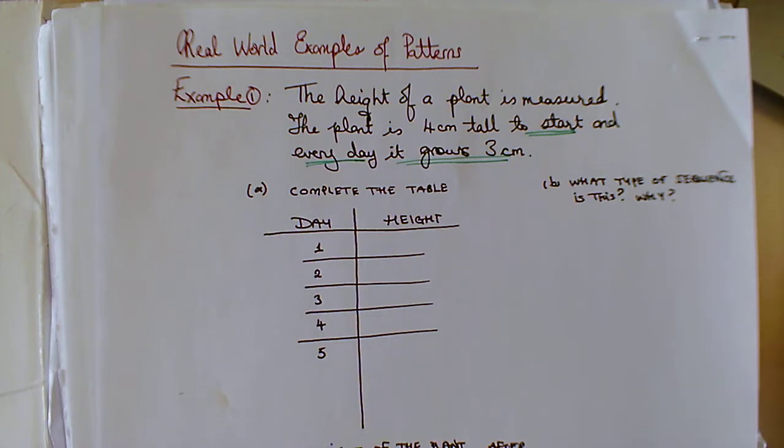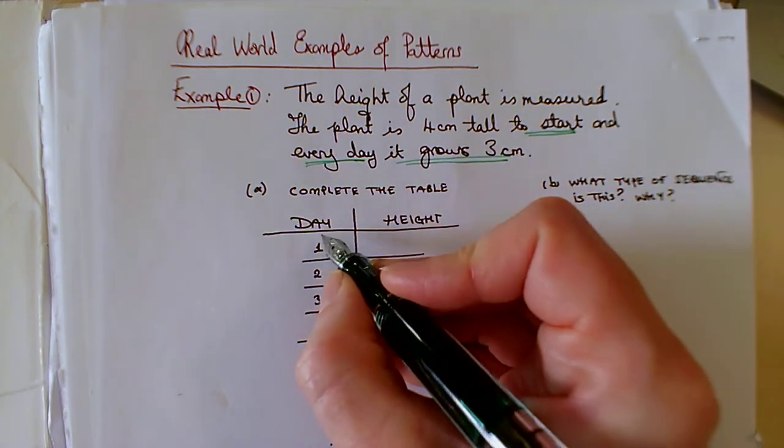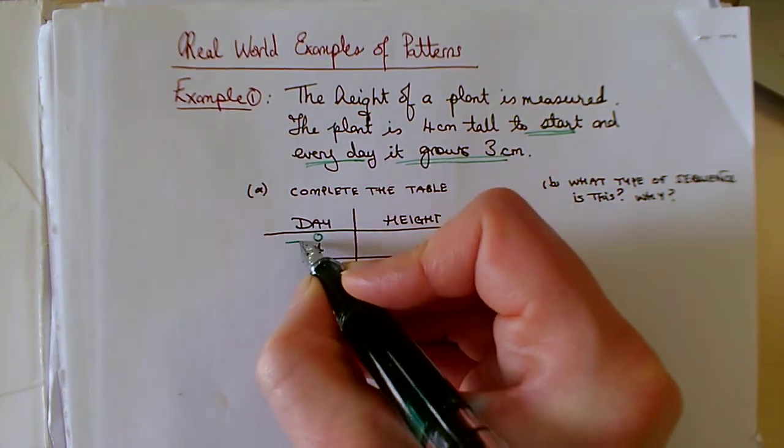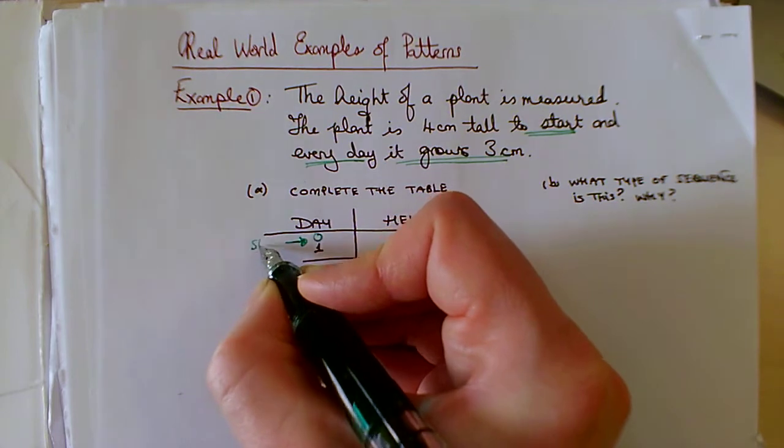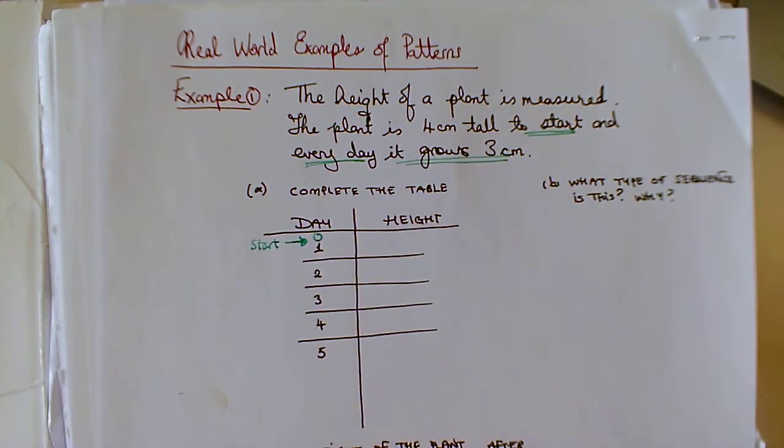They said that the plant was 4 centimeters tall to start. So I'm missing something in my table. I need to have day 0. So day 0 would be where I'm starting. My start is day 0, and at day 0, my plant was 4 centimeters tall.